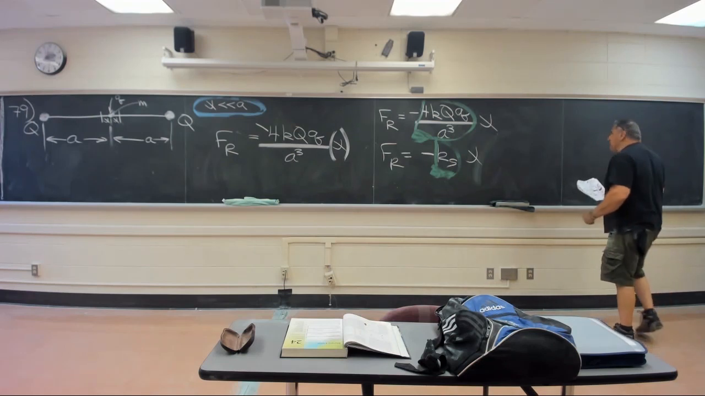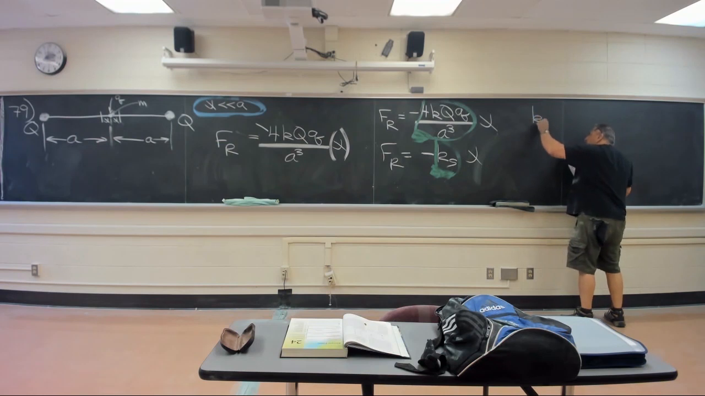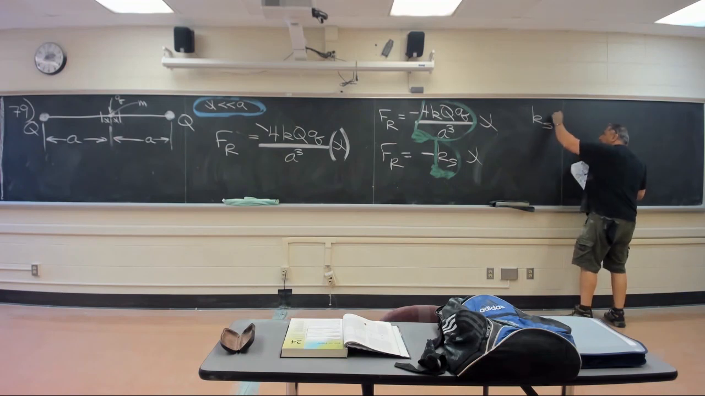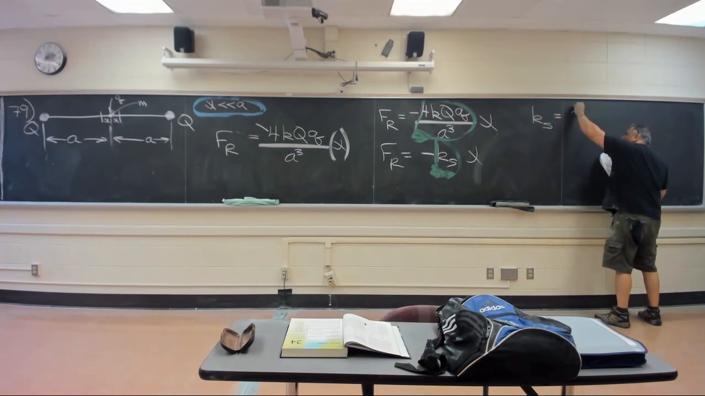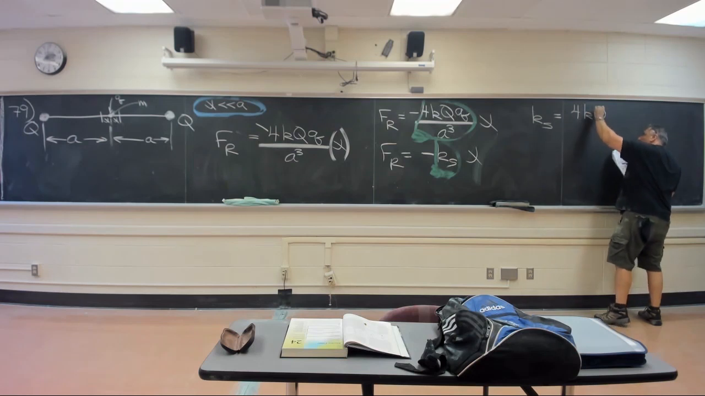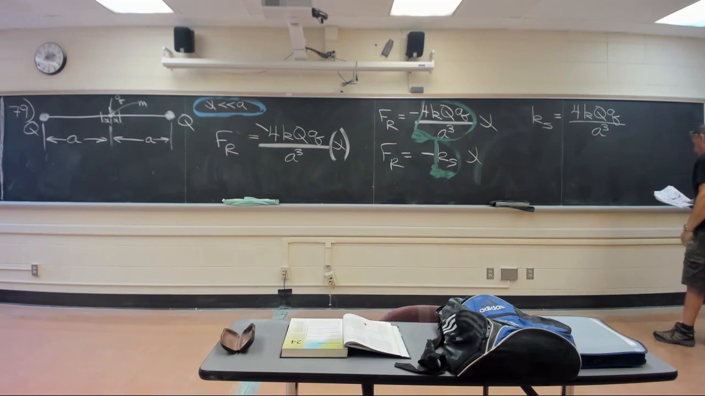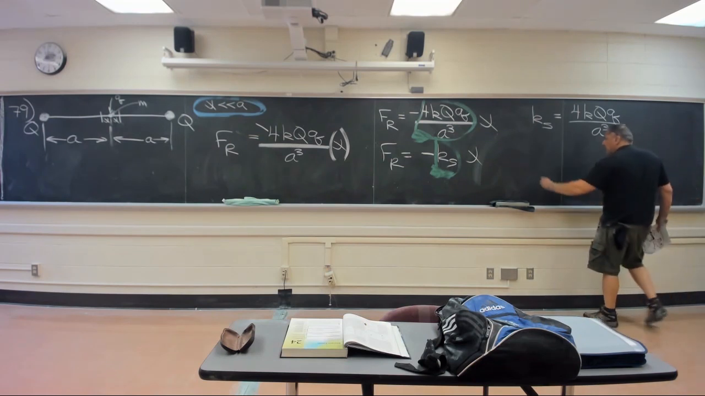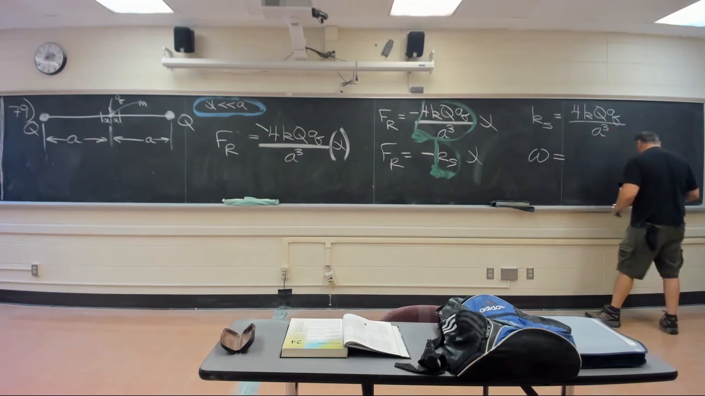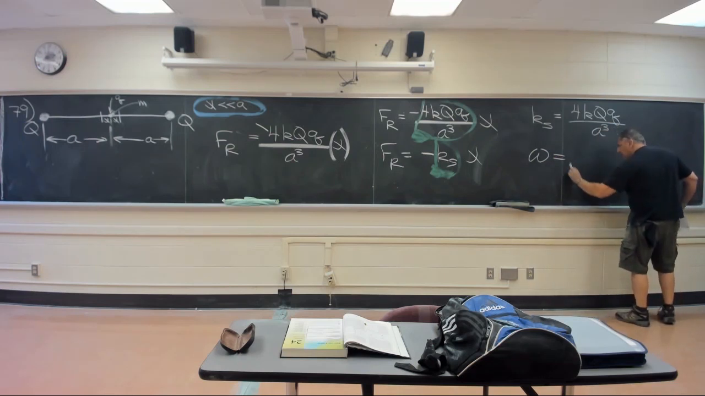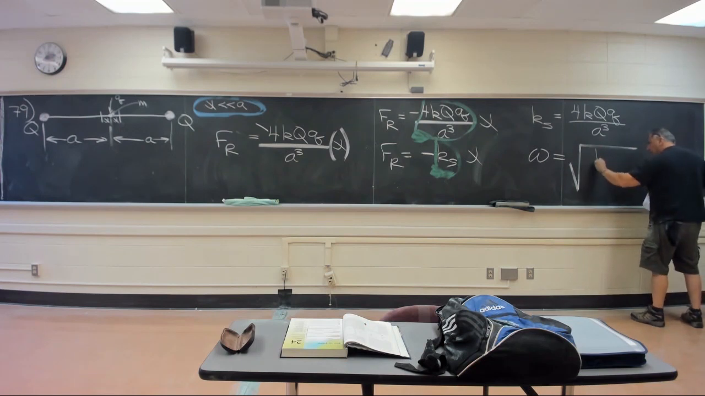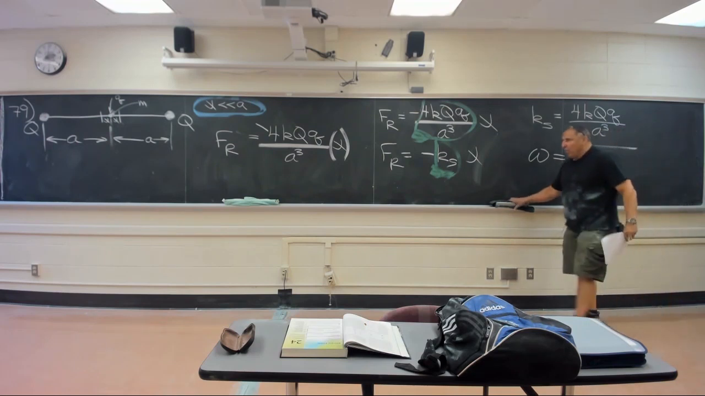I mean, the K spring, because I don't want to confuse the K, we're doing Coulomb's law and stuff, right? So let's call it Ks, K spring. K spring equals 4 K Q over a cubed. True. Also true. Omega is the square root of Ks over M.